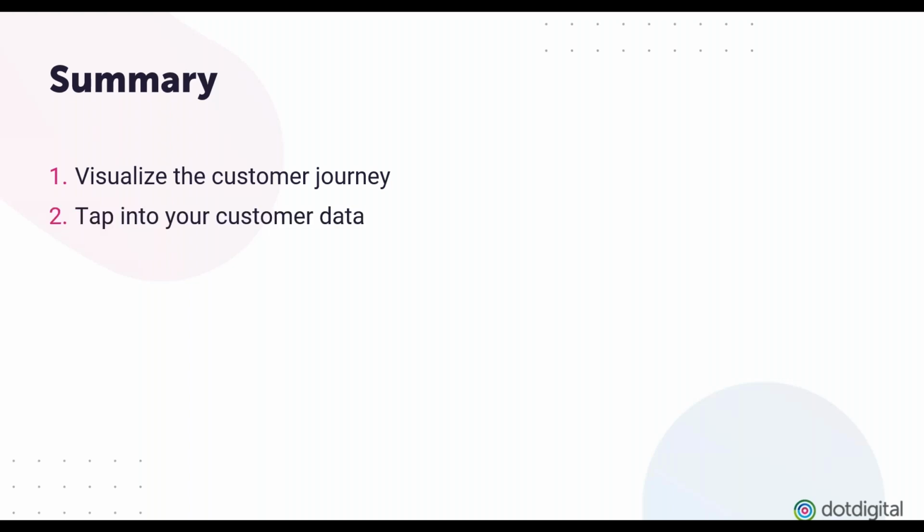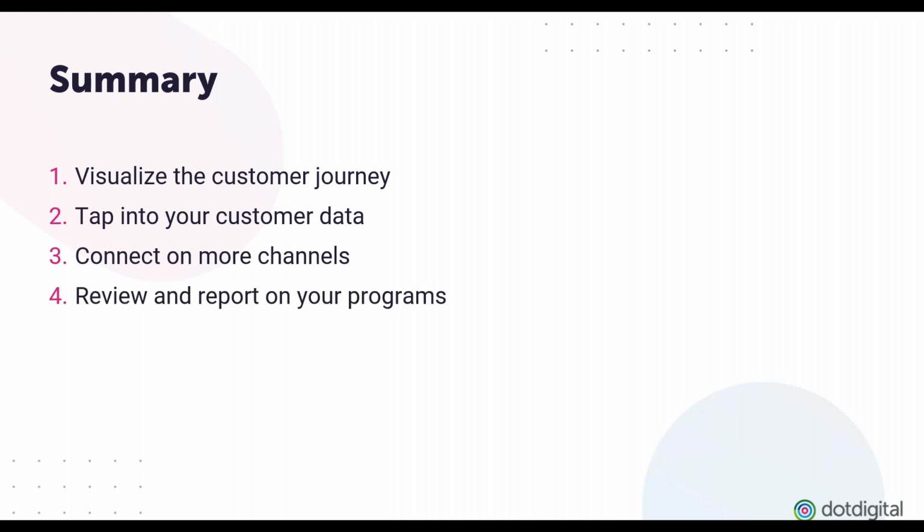So our six tips to improve your marketing automation and make it smarter are: visualizing the customer journey, tapping into your customer data, connecting on more channels, regularly reviewing and reporting on your marketing automation programs, including conditional nodes to avoid email overlap, and finally, get started today.